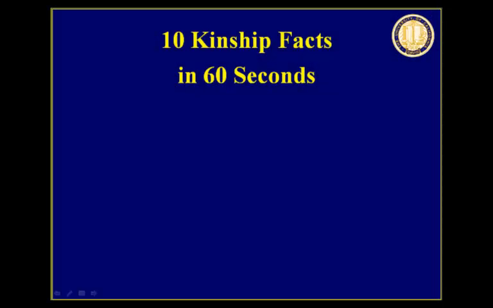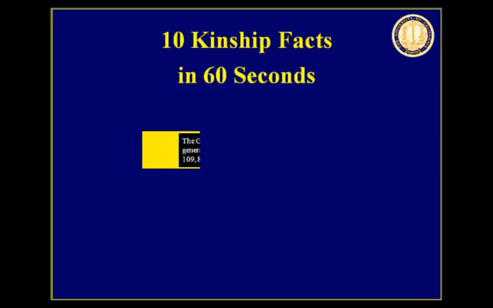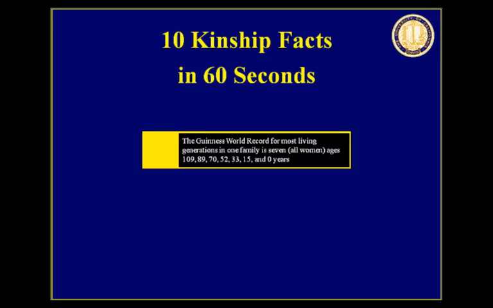Now I'll end here with 10 kinship facts in 60 seconds. So did you know Native American consanguine requirements? Navajo requires 1/4 relationship, Apache 1/8, and Cherokee, Shawnee any degree. Thomas Jefferson married his third cousin Martha Wayles Skelton Jefferson. The Guinness World Record for most living generations in one family is 7, all women, ages 109, 89, 70, 52, 33, 15, and 0, as in newborn.